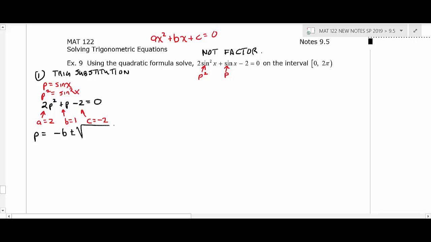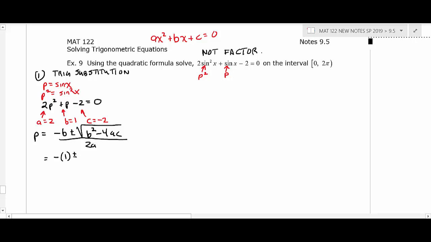b plus or minus the square root of b squared minus 4ac, and then all over 2a. All right, so you have to know the quadratic formula to put this together. We're just going to plug in the numbers. So we have negative b. Let's see, b is 1.